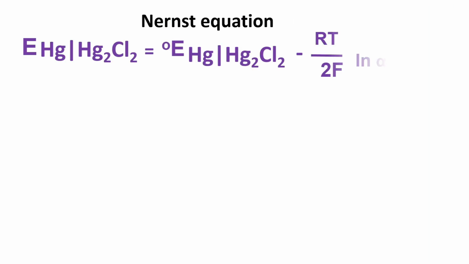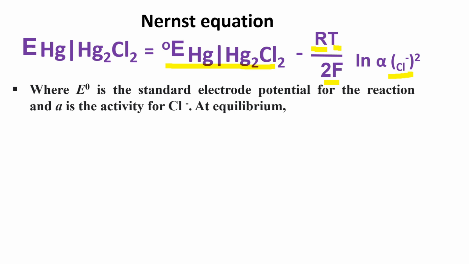Nernst equation. In order to determine the potential of the electrode, the Nernst equation is employed. Here, the standard reference electrode, that is calomel, is taken, and this is the general gas constant and temperature, usually 25 degrees centigrade, divided by Faraday, and the natural log is taken for the activity of the chloride ion, where E0 is the standard electrode potential for the reaction and a is the activity of the chloride ion at equilibrium.